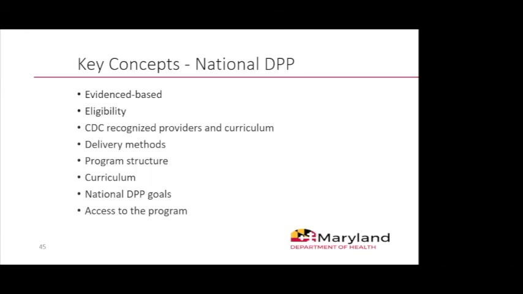The National DPP is offered by trained lifestyle coaches who facilitate and support groups of people with similar goals and challenges, and it may be offered in person or virtually by programs that have obtained recognition from the CDC. It's structured as a 1-year program, which sounds long, but it's only 16 weekly core sessions, and then the remainder is every other week to monthly for the rest of the year.